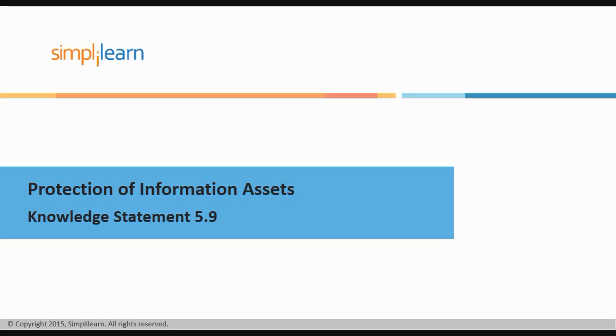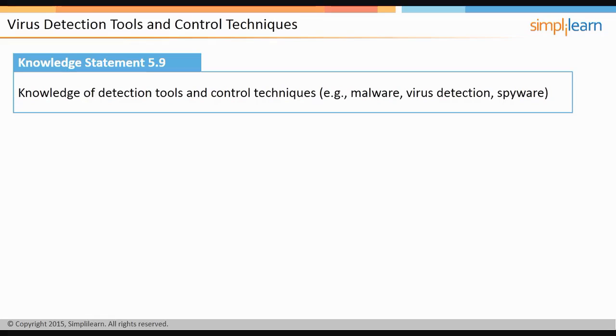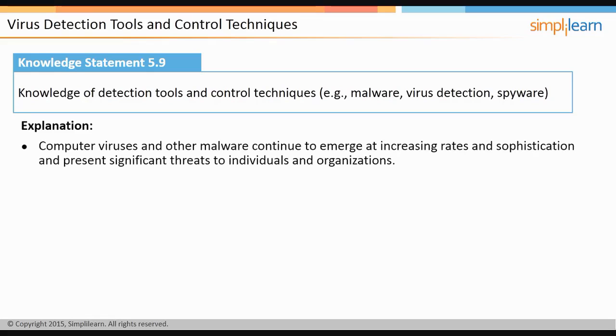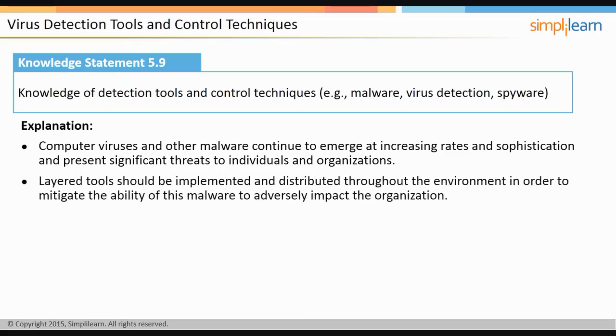Let us discuss virus detection tools and control techniques in the next screen. The key is understanding detection tools and control techniques. For example, malware, virus detection, spyware. Computer viruses and other malware continue to emerge at increasing rates and sophistication and present significant threats to individuals and organizations. Layered tools should be implemented and distributed throughout the environment in order to mitigate the ability of this malware to adversely impact the organization.